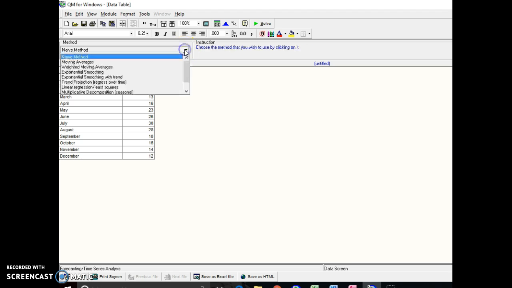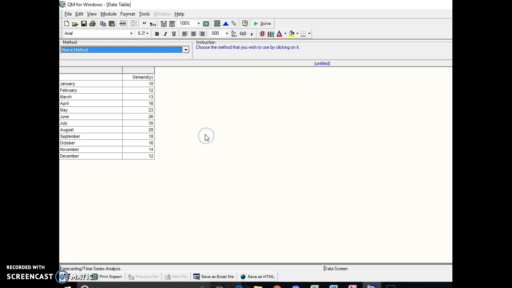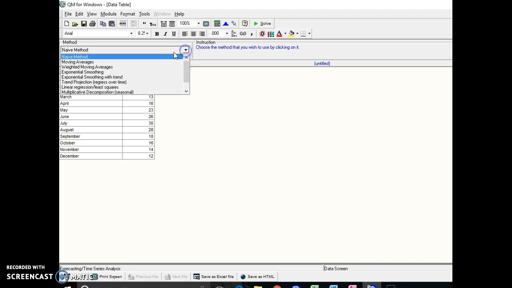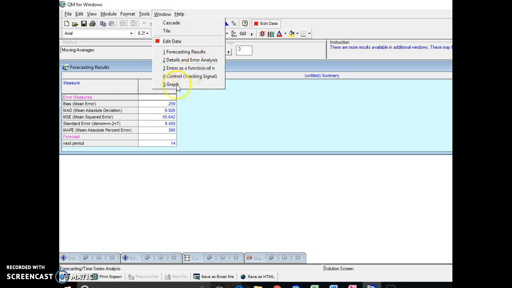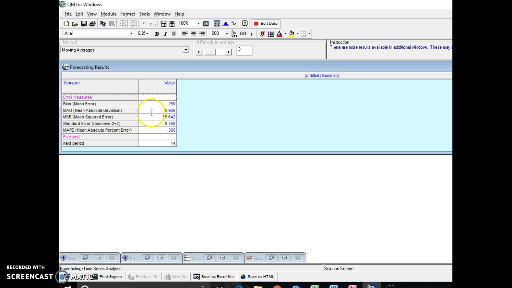But we have all of our different approaches right here: moving average, weighted moving average, exponential smoothing model, trend projections. It's all right there for our forecasting. And I will do a 3-period moving average. So we click on moving average, go over to this button, click on 3 periods, and we click OK. And that provides us our material for the 3-period moving average. Most importantly, it gives us our forecast moving forward.